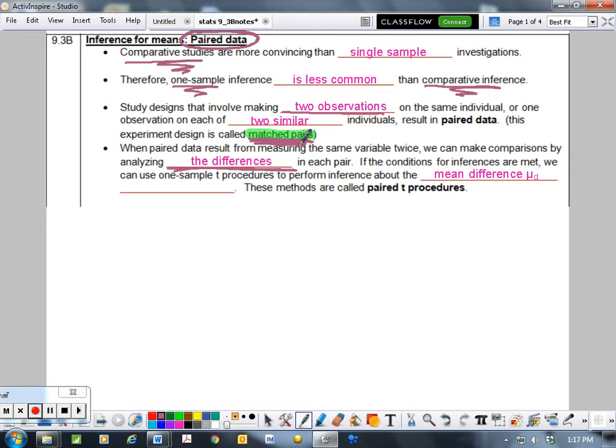If we don't have matched pairs, if I just take the AP data from Wasilla and compare it to the AP data from Colony, then we have to do a whole different type of two sample test, which we're going to talk about in our next chapter, chapter 10. If our conditions for inference are met, we can use one sample t procedures to perform inference on that mean difference.